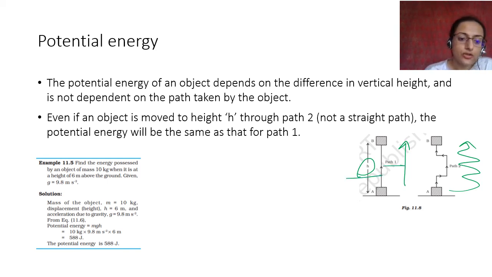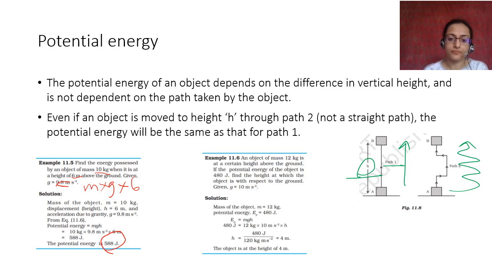Okay. So find the energy possessed by an object of mass 10 kg when it is at a height of 6 meter above the ground. Simple, it is m into g into h: 10 into 9.8 into 6 meter. So you have potential energy of 588 joule.